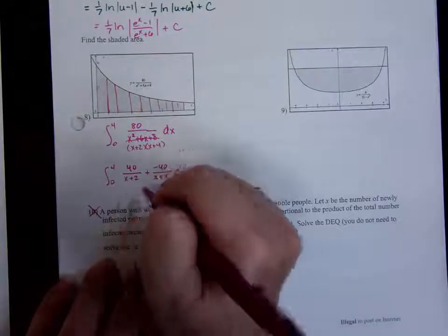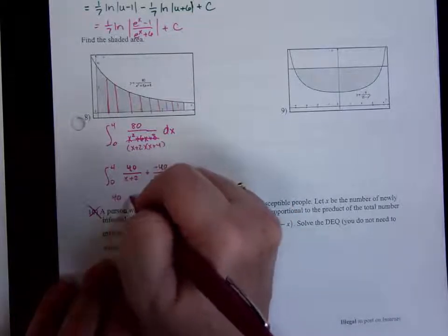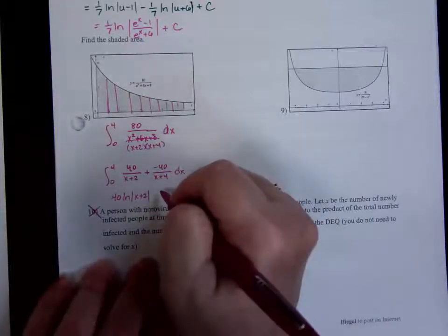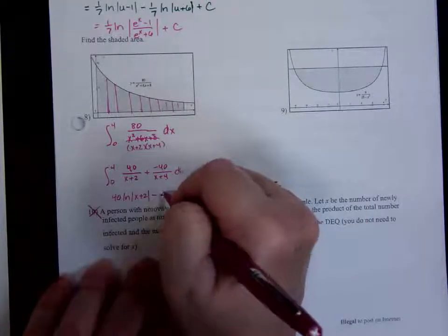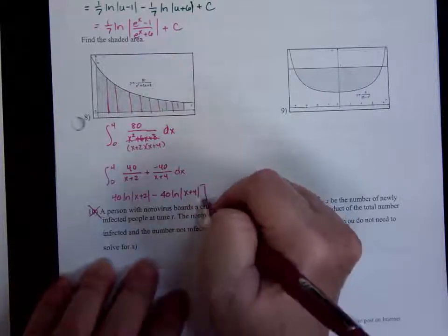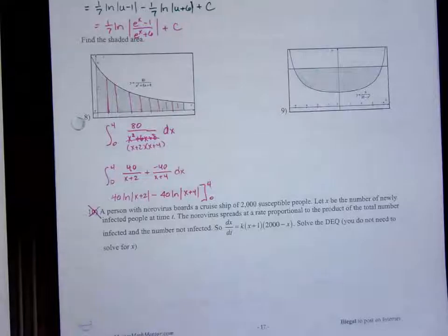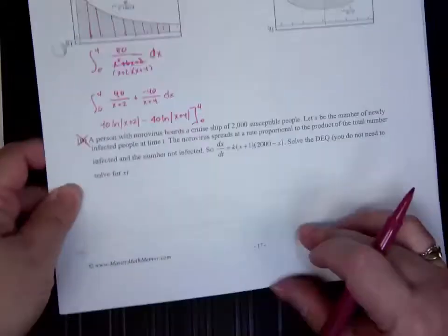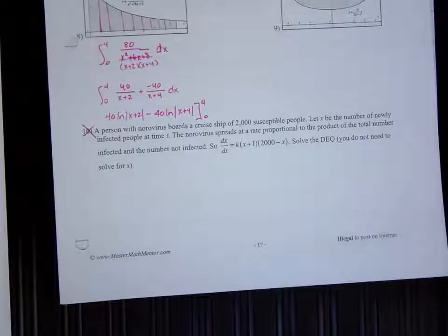So we now have 40 ln absolute value of x plus 2 as the antiderivative, minus 40 ln absolute value of x plus 4, back bracket, 0 to 4. This is the first time we're not going the plus C road. We're going the evaluate the definite integral route.